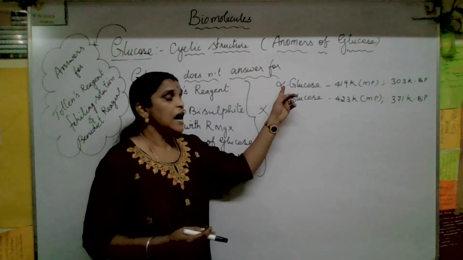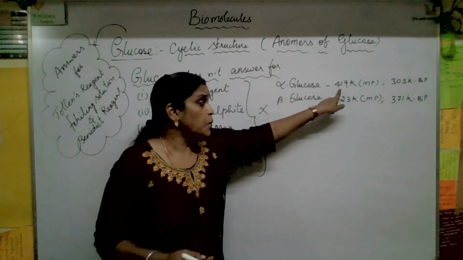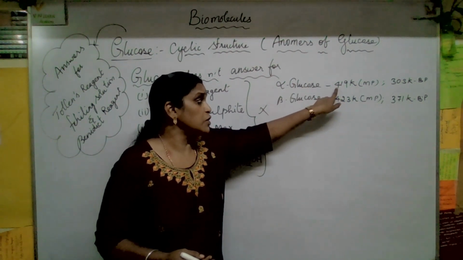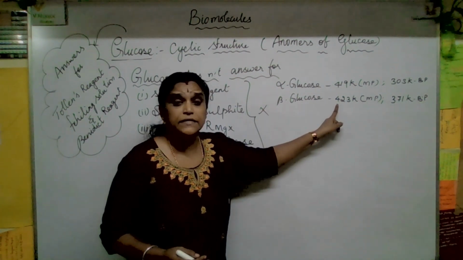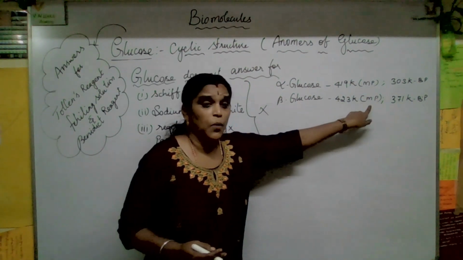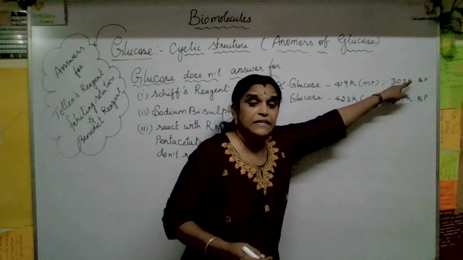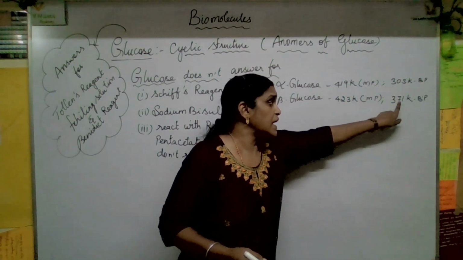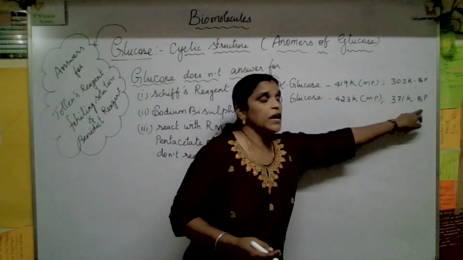It is actually alpha glucose and beta glucose. Alpha glucose, in crystalline form, has a melting point of 419 Kelvin. In the same way, beta glucose is 423 Kelvin. That is the melting point, but in the solution state it is 303 Kelvin. In the same way, 371 Kelvin in that solution state. These are all boiling points.